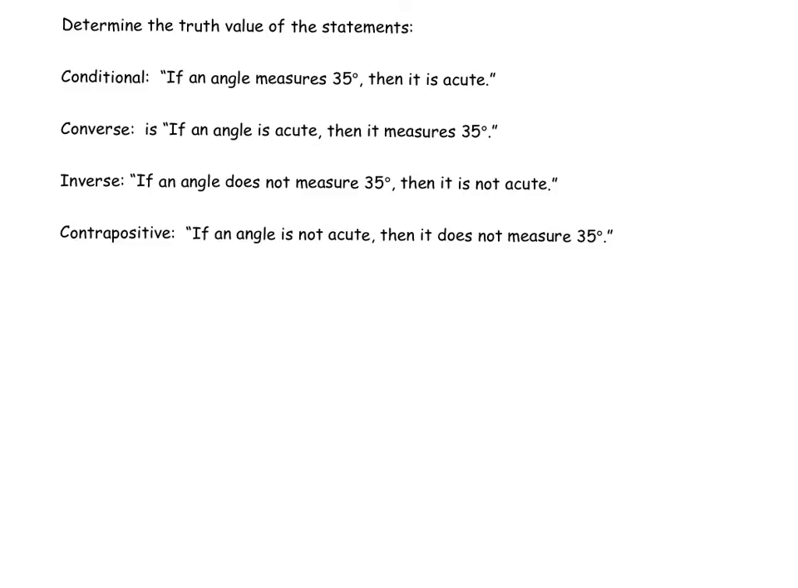Now that we have talked about what the statements related to each conditional look like, what structure they have, we're going to talk about their truth value. So we said on the previous page that if an angle measures 35 degrees, then it is acute. Well, that's true. We know that any angle that measures 35 degrees would be considered an acute angle because it is between 0 and 90 degrees.